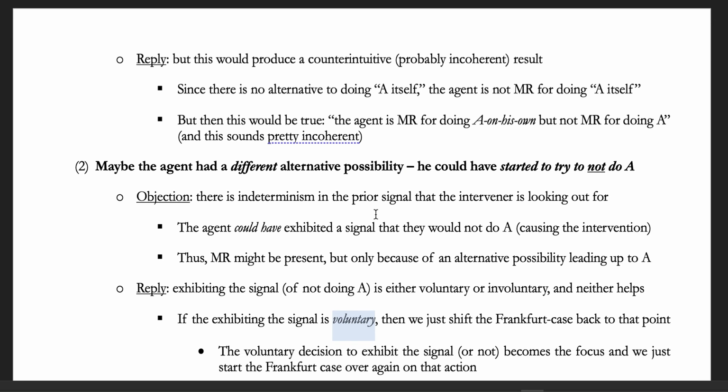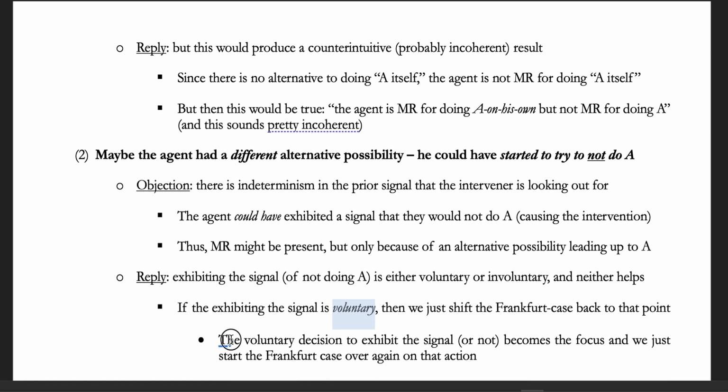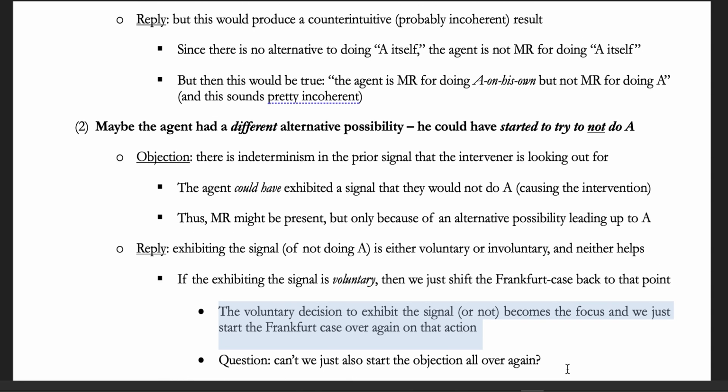Right? It doesn't get you out of the structure of the Frankfurt case. The voluntary decision just becomes the focus. And we start the Frankfurt case all over again, and we could set it up on that decision. And then that decision would be one for which you could have alternative possibilities. You could voluntarily do the signal, but you don't. You just decide not to do it on your own, right? You just get the same thing.